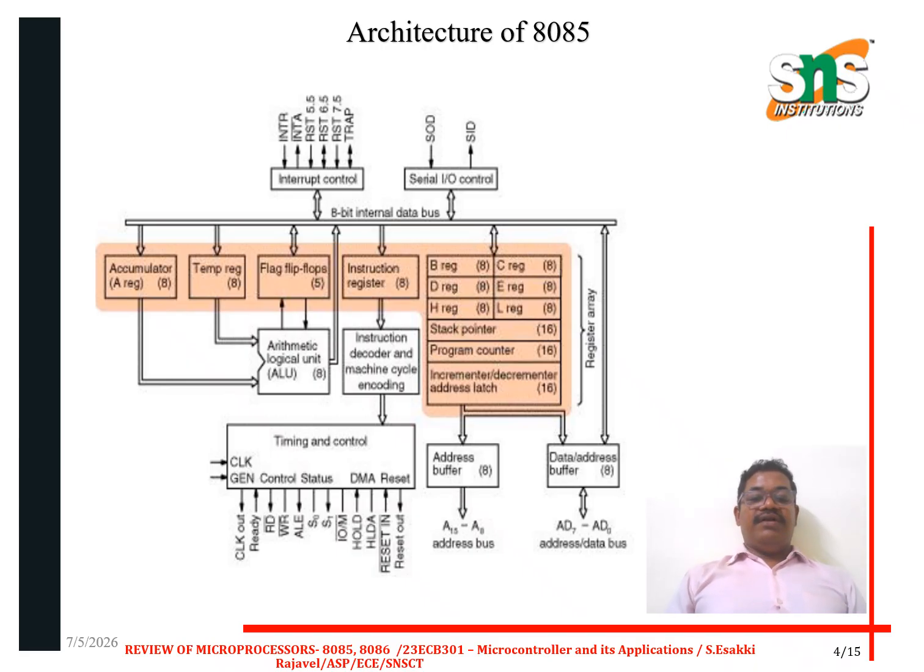And ALU, we have already discussed the ALU operation, and it can be divided into decoder and machine cycle encoding. And the timing and control unit can be divided into two timing controls, one is T0 and another one is T1. The address buffer can be divided into a 16-bit bus. It can be divided into A0 to A13. And the data address buffer can be divided into 8-bit address. It can be divided into AD0 to AD7.